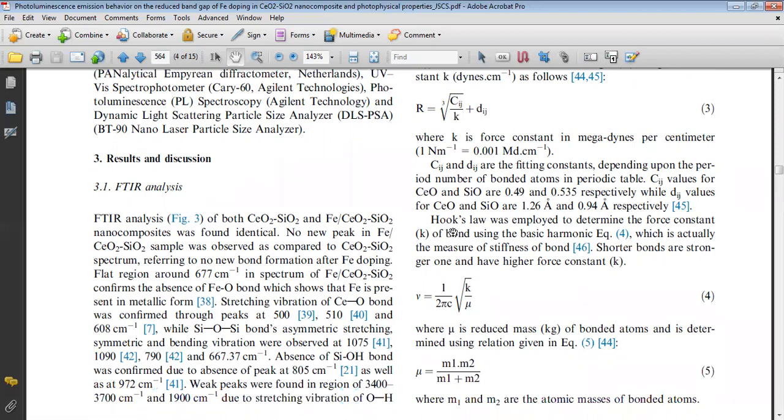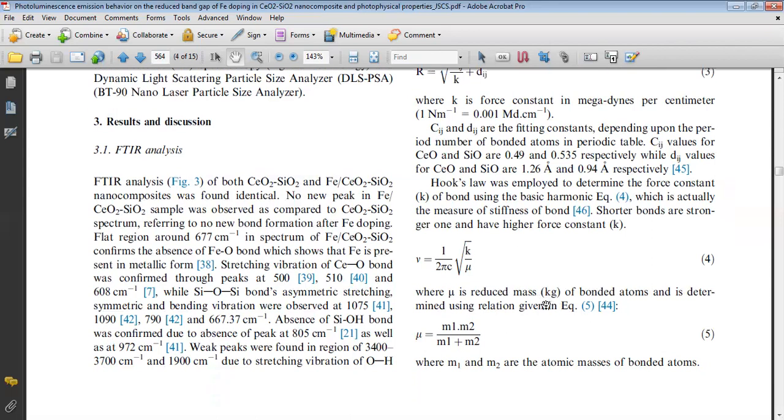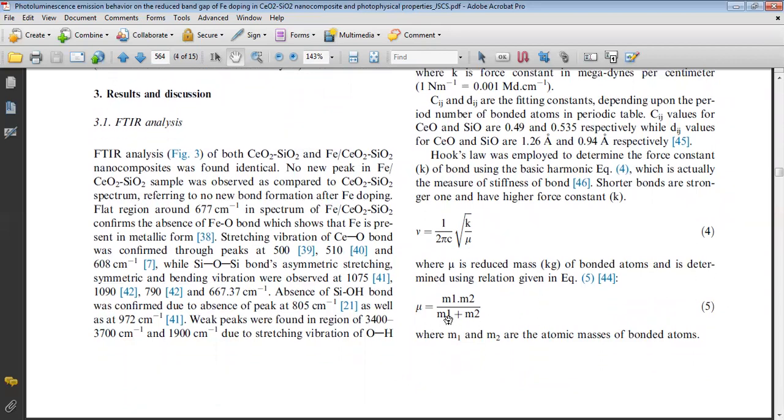And for the force constant, we will use Hooke's law, and the equation is given over here. This is 1 over 2 pi c, square root of k over mu, and here this is the force constant, and this is the wave number we will use for the specific functional group, and you can get it from the IR data. Pi is the constant, c is the velocity of light in centimeter per second, and mu is the reduced mass, which should be in kilogram, of the bonded atoms, and which is determined by using this equation.